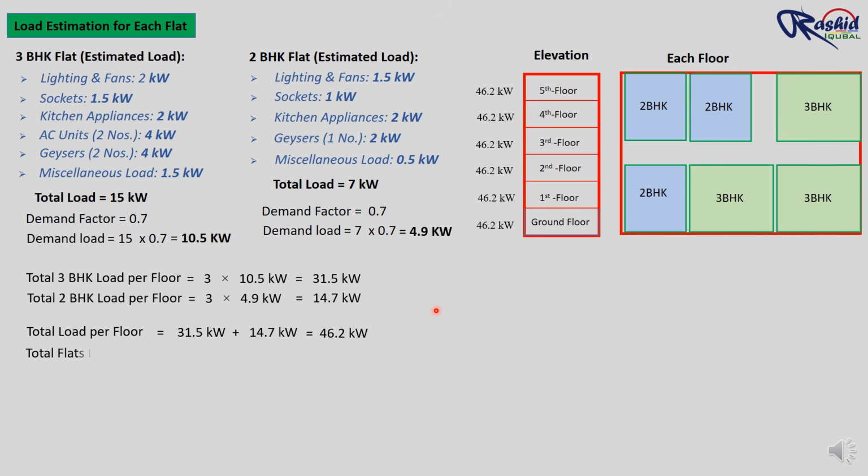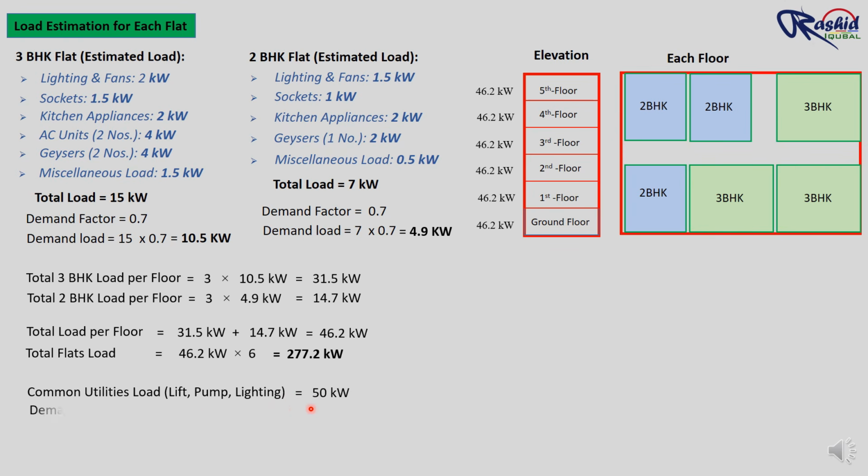Now we need to calculate total flat load from ground floor to 5th floor. So each floor load has 46.2 kilowatt multiplied by 6 equal to 277.2 kilowatt. Now we will consider common utility load like lift, pump, lighting, etc. So I considered 50 kilowatt.